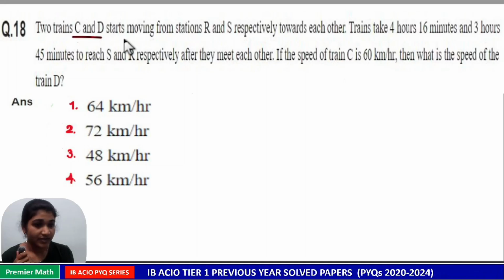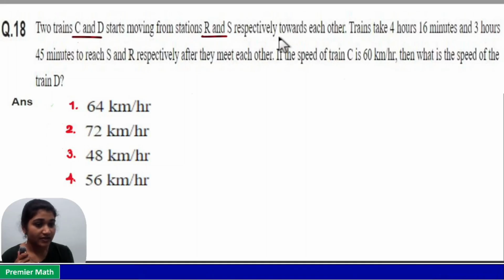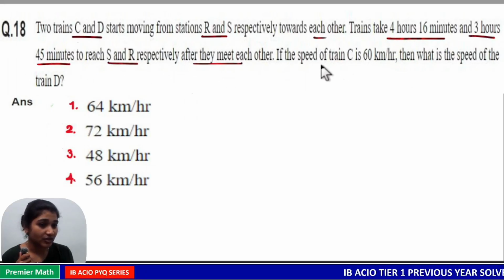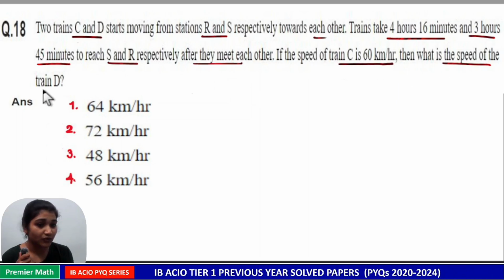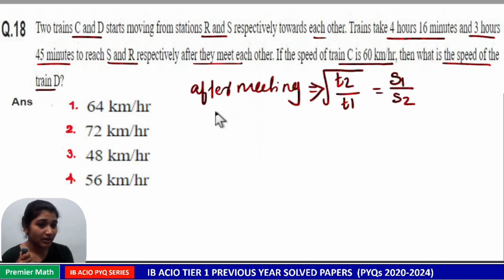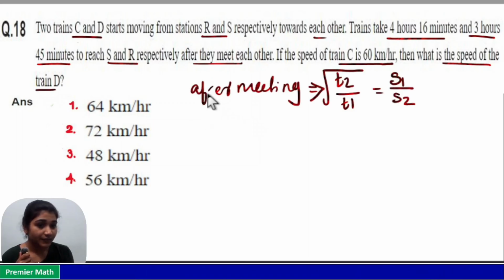Two trains C and D start moving from stations R and S respectively towards each other. The trains take 4 hours 16 minutes and 3 hours 45 minutes to reach S and R respectively after they meet each other. If the speed of train C is 60 km per hour, then what is the speed of train D? Here, after they meet, the time ratio is equal to root of T2 by T1 is equal to S1 by S2.